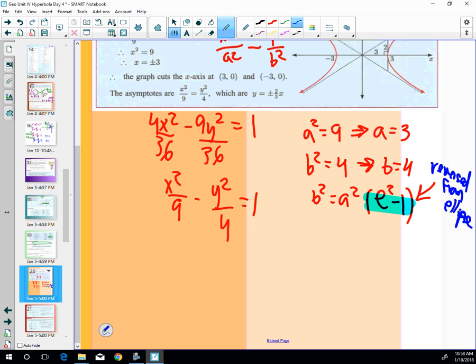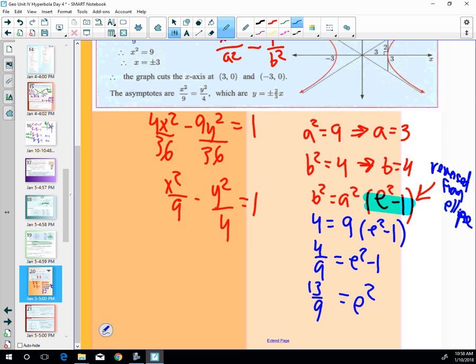Okay, so then b squared was 4, a squared was 9, so b squared over a squared, 4 over 9, is equal to e squared minus 1. Look at this. e squared is equal to 9 over 9 plus 4 over 9, which is 13 over 9. Does that make sense for a hyperbola? It's greater than 1, so we know we did it right. So e is the square root of 13 over 3, and e is greater than 0 for our drawings.